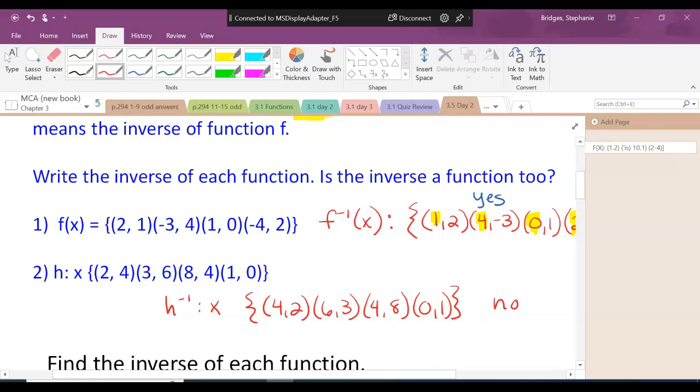So pretty easy with ordered pairs, right? You just switch. That's how you find the inverse. Everybody ready?